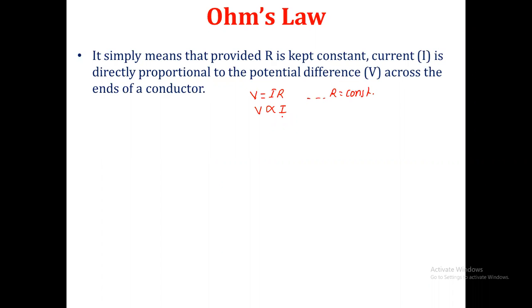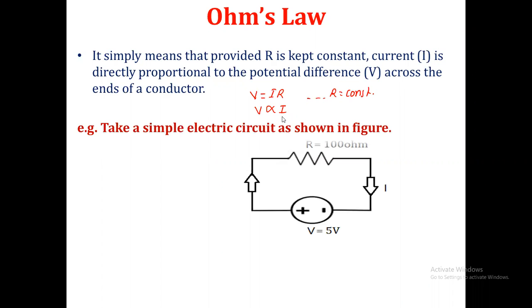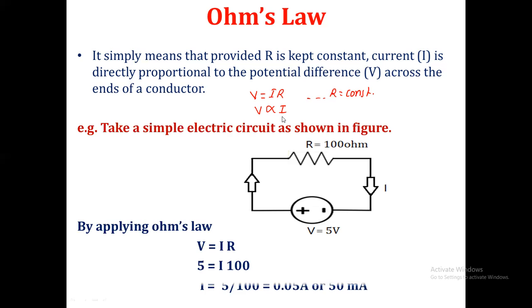Is it clear? Try to read it. So here one simple DC circuit is given with applied voltage of 5 volt and resistance of 100 ohm, and we have to calculate its current. So definitely by applying Ohm's law, we can calculate the current here. This is the application of Ohm's law.